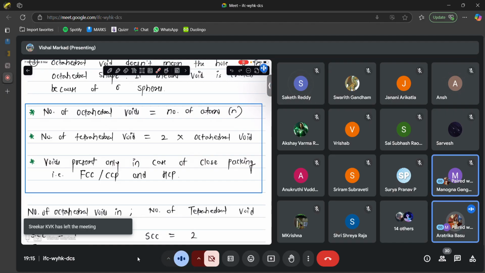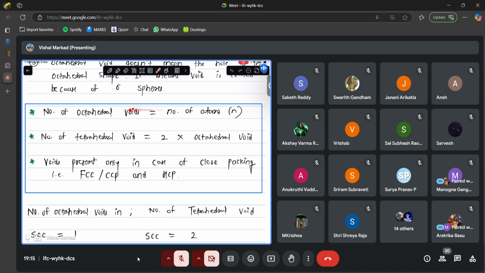Clear this thing? Forget about the last one, not required now. Just how to calculate this is important. Understand this now?